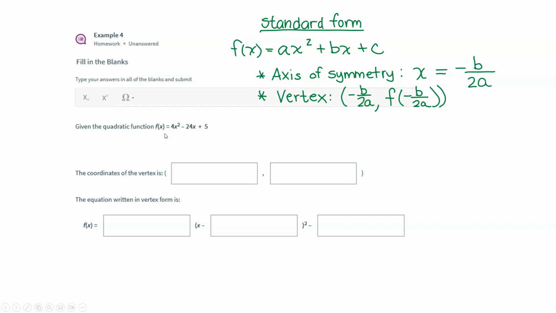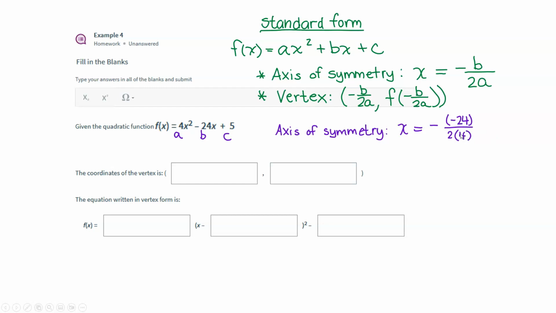So for this circumstance here, I'll make it a little bigger so it's easier to see. You can see that a is 4, b is negative 24, c is 5. So the axis of symmetry is going to be at x equals negative 24. This negative is part of the original formula. The negative 24 is the actual value of b, over 2 times 4, where 4 is the a value. 2 times 4 is 8.